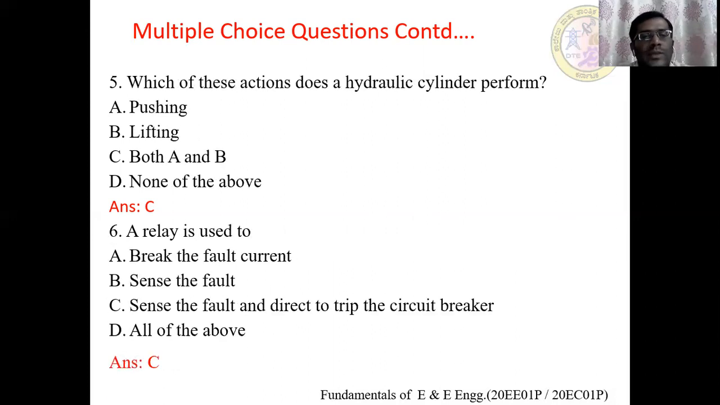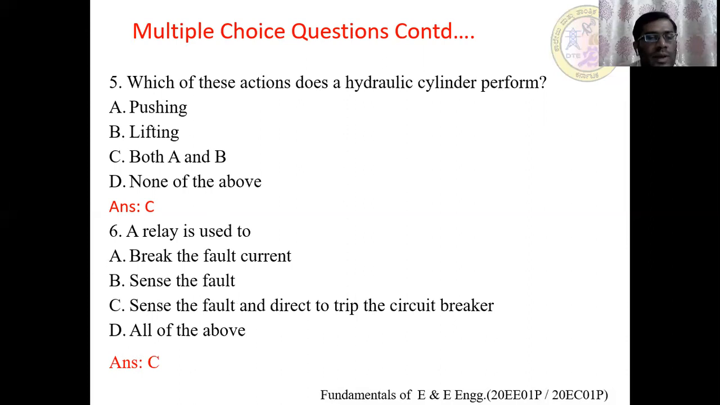Which of these actions does a hydraulic cylinder perform? The options are pushing, lifting, both pushing and lifting, none of the above. It is a function of a hydraulic actuator, so it will be used for both pushing and lifting. So the hydraulic cylinder performs both pushing and lifting actions. Hence the answer is C.